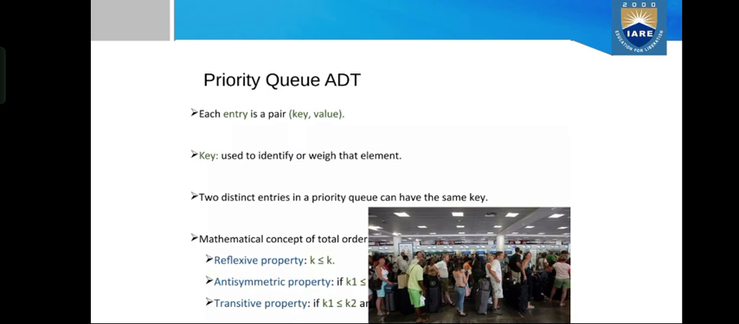The mathematical concept of total order has the reflexive property, k less than or equal to k, the antisymmetric property, k1 less than or equal to k2, and the transitive property, k1 less than k2 and k2 less than k3.